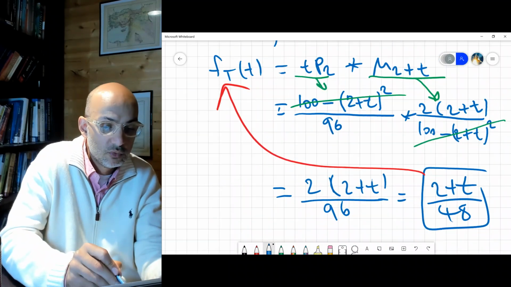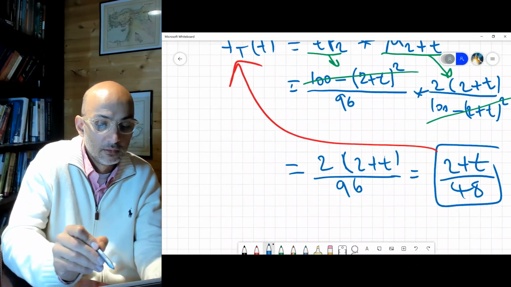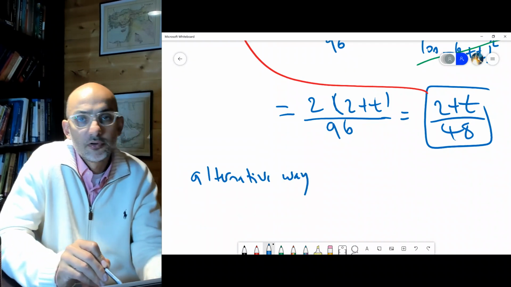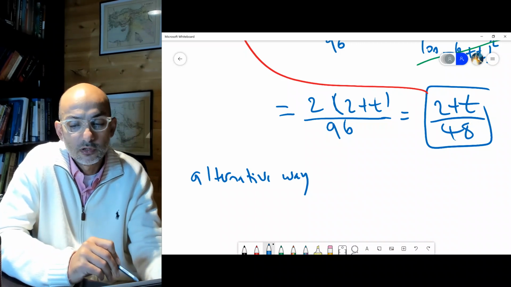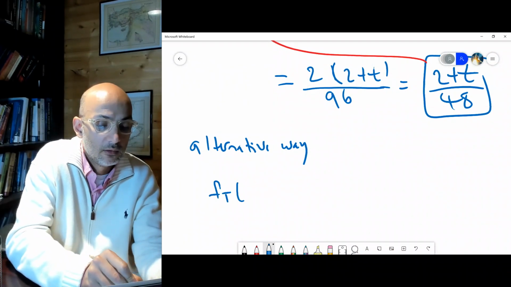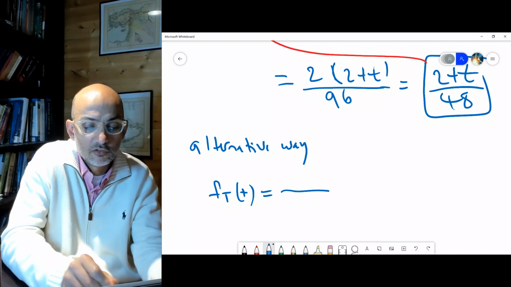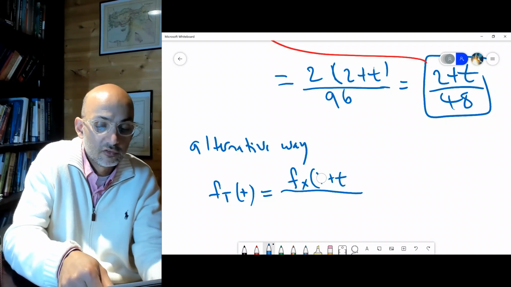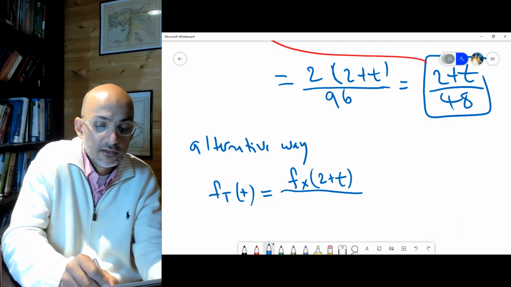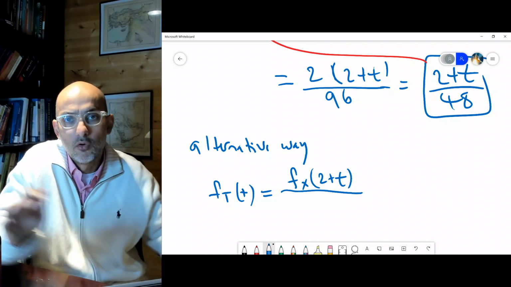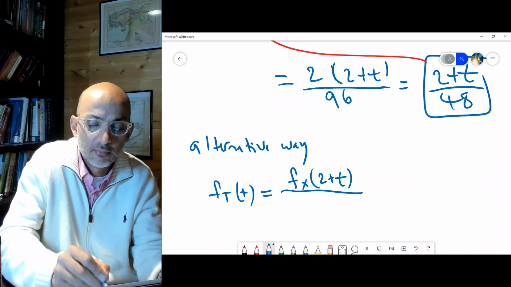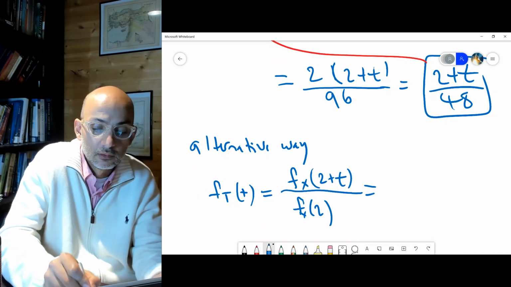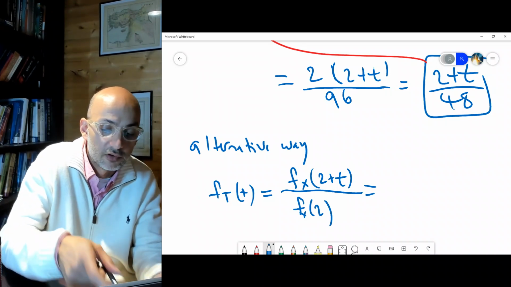But I said there are two ways. Remember when I said two ways? Now, the alternative way. It's always important to know different ways because sometimes it's easier to do it one way than another. So we need ft of t. By definition, it's fx of x plus t, where our x here is 2, divided by, remember, we move from the whole life into the given information. You need to divide by the condition that is given to you, which is sx of 2. Sorry, s, I meant the survival function.